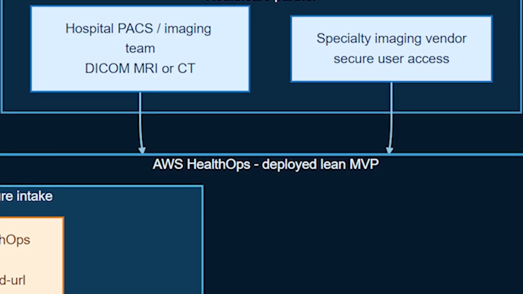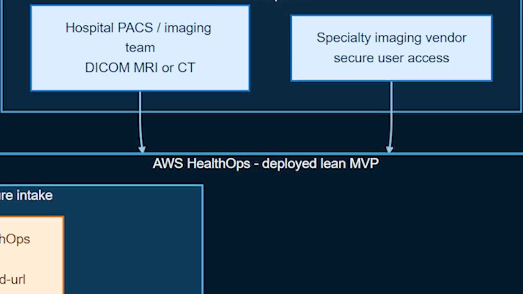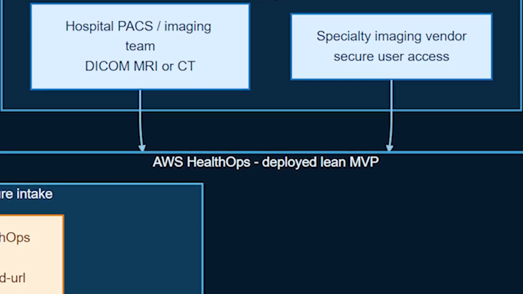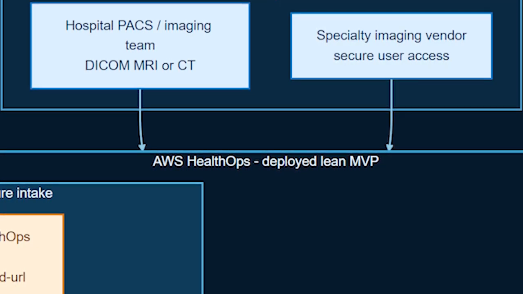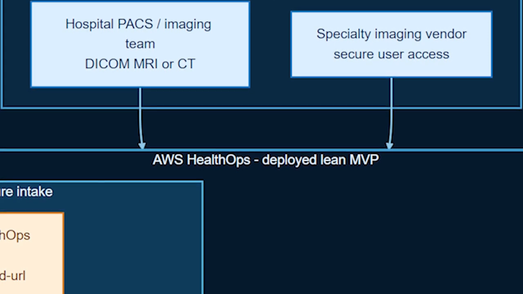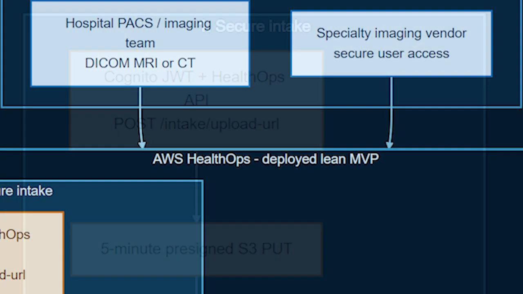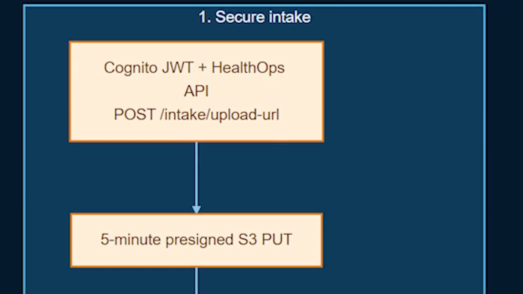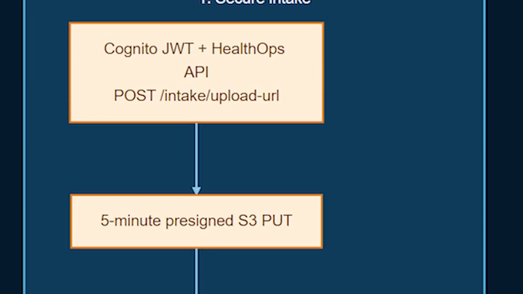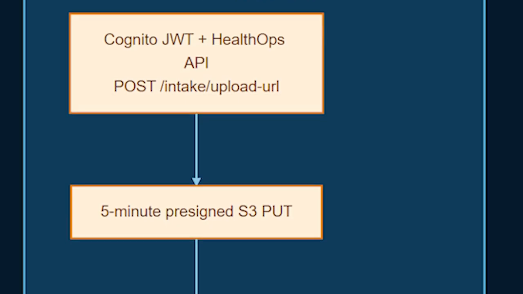Imaging technicians, radiology 3D lab staff, researchers, and other authorized users use a purpose-built portal or their existing CS EHR workflow and not the AWS console. Secure intake, Cognito JWT, and HealthOps API. This is not a public file share.